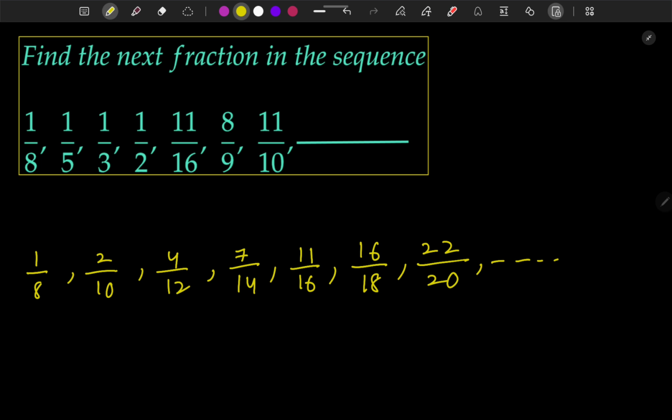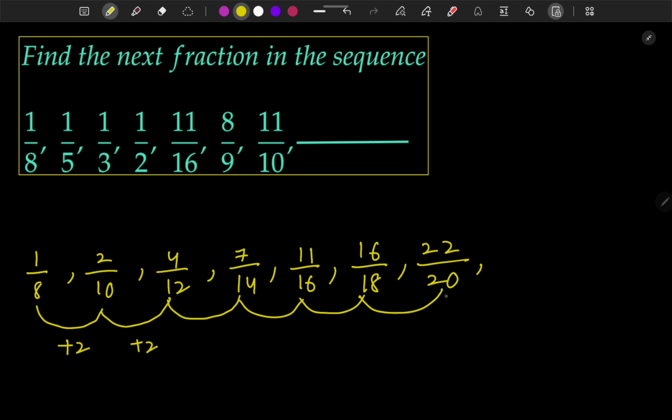Now, let us observe the numerators and denominators. You see the denominators here. 8 plus 2, it is 10. Here 10 plus 2, and here plus 2, here plus 2, here plus 2, here plus 2. Therefore, the denominator of the next fraction will also be plus 2 from 20. Therefore, the denominator of the required fraction is 22.